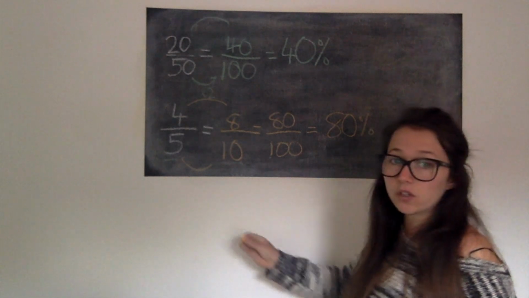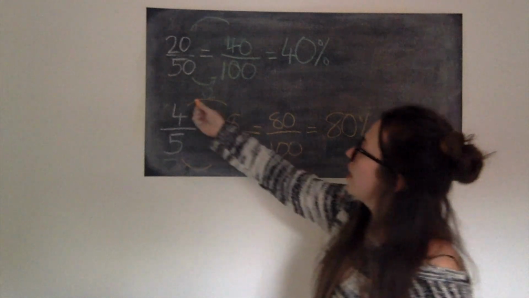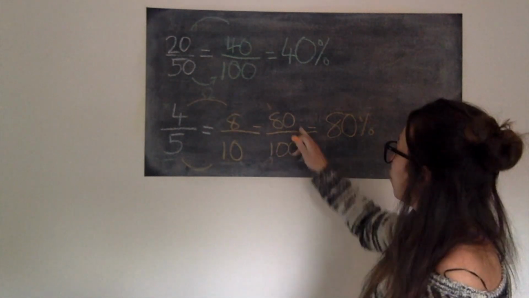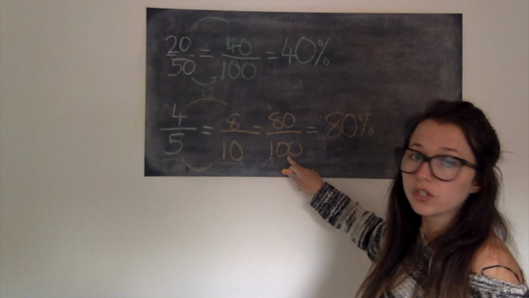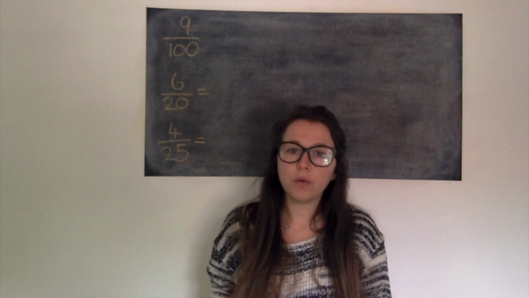Now you might have seen that you could have gone straight from 5 to 100 by timesing by 20, and you could do the same to the numerator as well. Doesn't matter how you get there, but as long as you've got a fraction out of 100 to turn it into your percentage. Okay, time for you to pause the video.